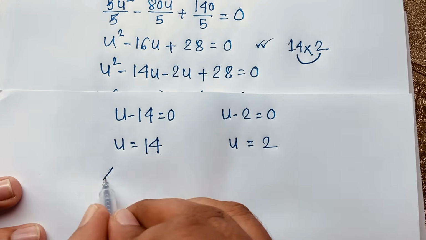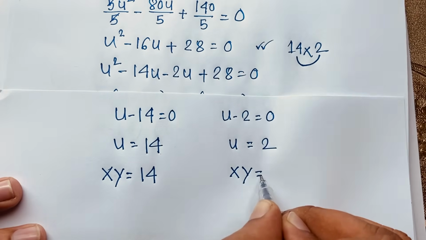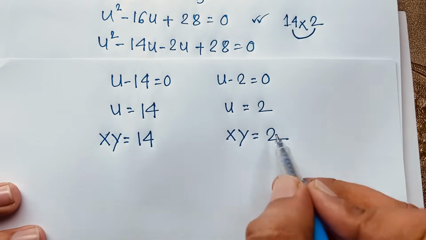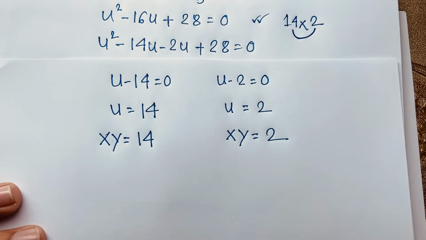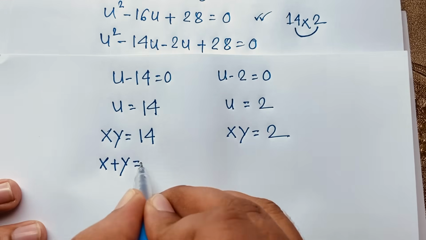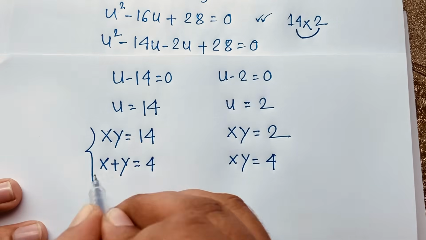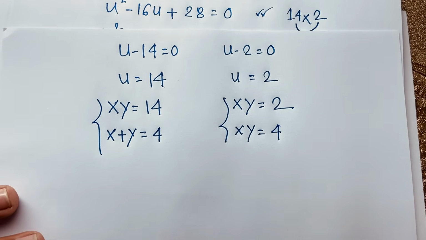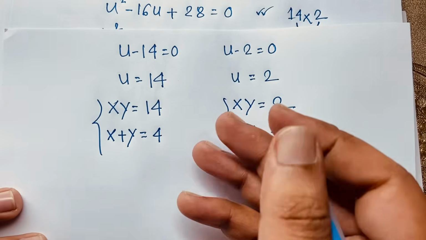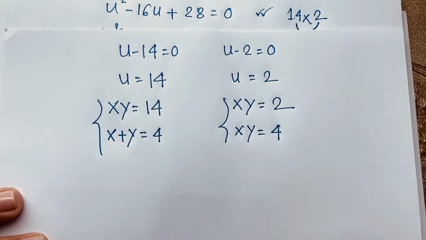Then u will be xy. xy is equal to 14, and also xy is equal to 2. We find xy is equal to 14 and xy is equal to 2. But remember that our first equation is x plus y is equal to 4. Our target is x and y, equal to what? Now at this moment we have x plus y is equal to 4. But if I find x minus y is equal to something, then if I add and subtract, we can find easily the value of x and y in this math problem.